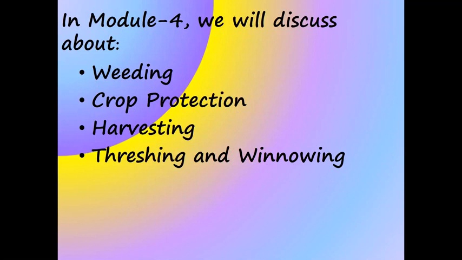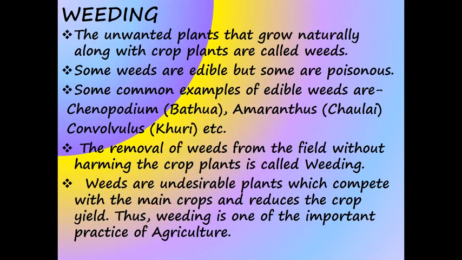Presently, in this module 4, we will discuss weeds and weeding, crop protection, harvesting, threshing, and winnowing. What are weeds? The unwanted plants that grow naturally along with crop plants are called weeds. Some weeds are edible, but some are poisonous. Some common examples of edible weeds are Chenopodium, Amaranthus, Convolvulus, wild oats, grass, etc.